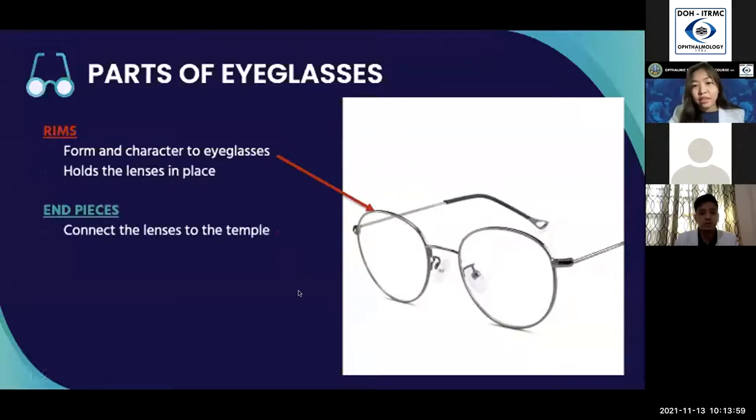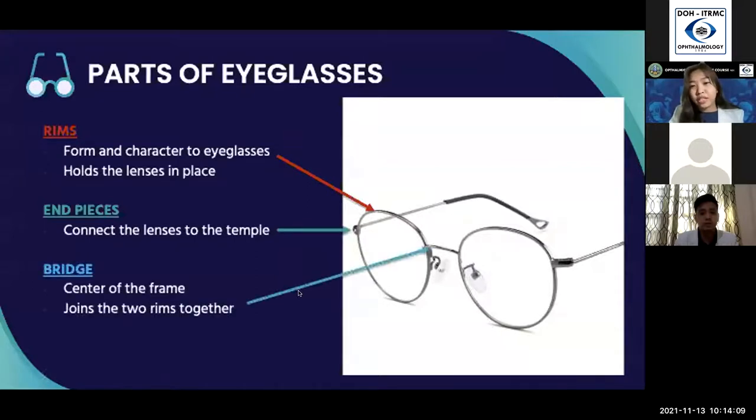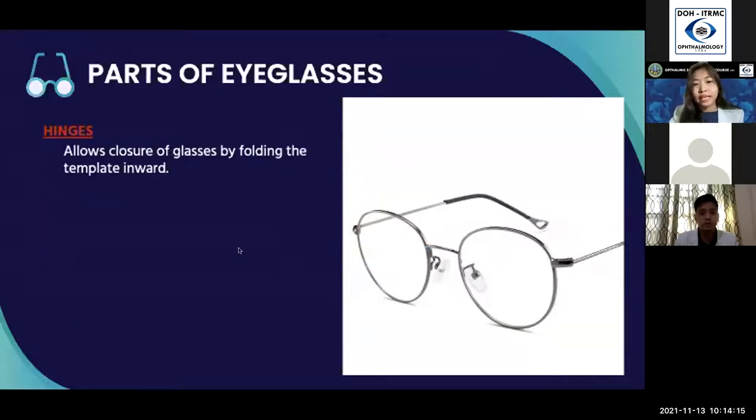Next of which is the end pieces. The end pieces are the small parts on the frame that extend outward and connect the lenses to the temples. Next part is the bridge. The bridge is the center of the frame that rests on your nose and joins the two rims together. Next part is the hinge. The hinge, which sits between the end pieces and the temples, allows you to close your glasses by folding the temples inward.